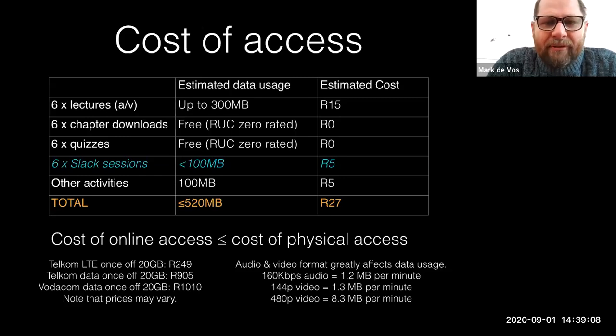And I tabulated that and I actually put it into my course outline. So at the most expensive data rate that I could find, I came to the total cost of the course being about 27 Rand for 500 megabytes, which is remarkably low considering what I had expected. I thought it would be hundreds of rands to access the course.